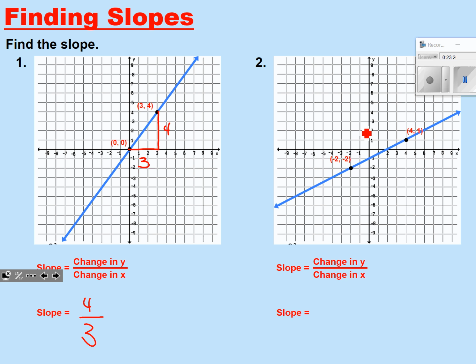Number 2, draw the triangle. The vertical change is 3. The horizontal change is 1, 2, 3, 4, 5, 6. So the change in y is 3. The change in x is 6. So if I simplify that, it becomes 1 to 2.